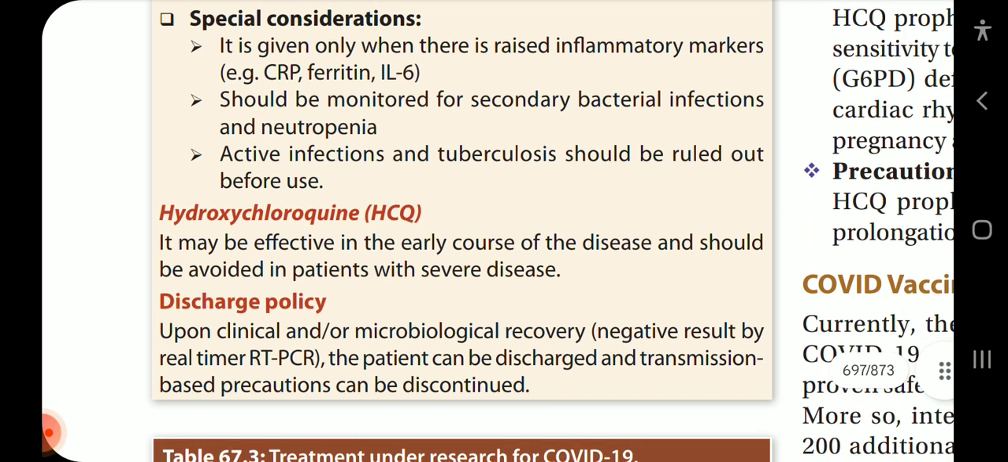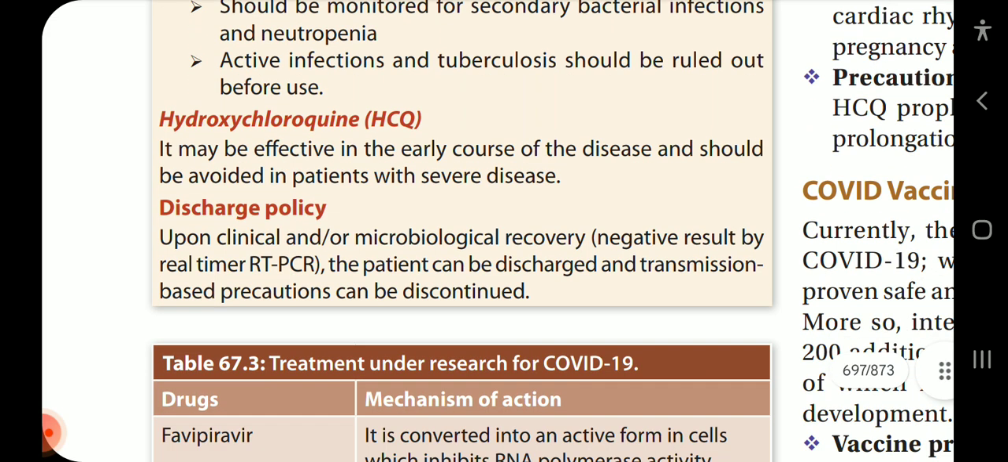Special consideration: it is given only when there are raised inflammatory markers, for example CRP, ferritin, interleukin 6. The patient should be monitored for secondary bacterial infection and neutropenia. Active infections and tuberculosis should be ruled out before use. Hydroxychloroquine (HCQ) could be used. It may be effective in the early course of disease and should be avoided in patients with severe disease.